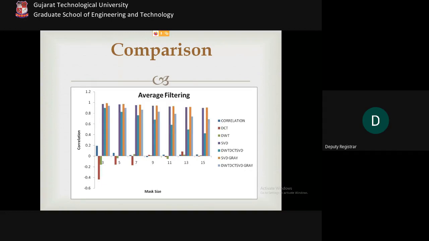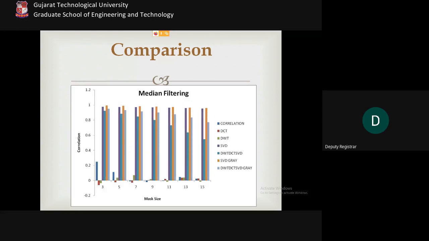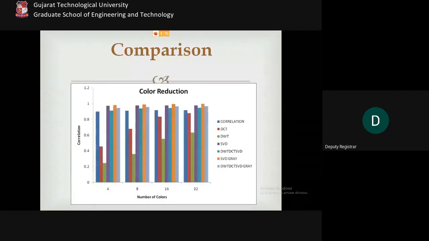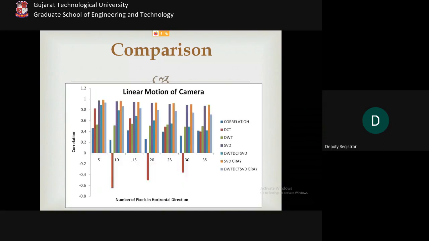These are the attacks. You see the average filtering attack; in almost all attacks the combination is better, SVD is better, and grayscale value is also better. Otherwise, you can find fluctuations in the other individual methods. Similarly for Gaussian low pass filtering, median filtering, compression, when you compress in between, reduce the amount of color, equalize the histogram, linear motion of the camera.